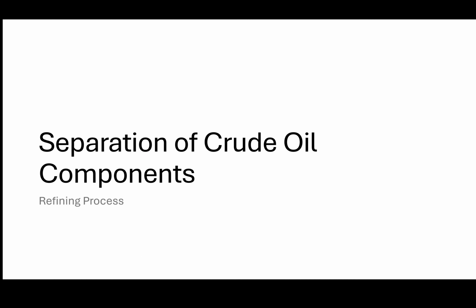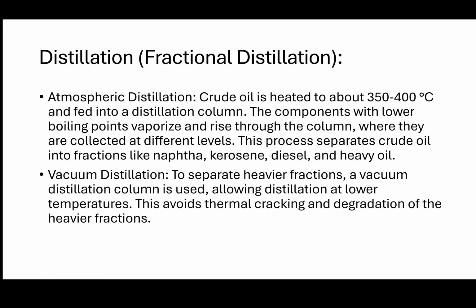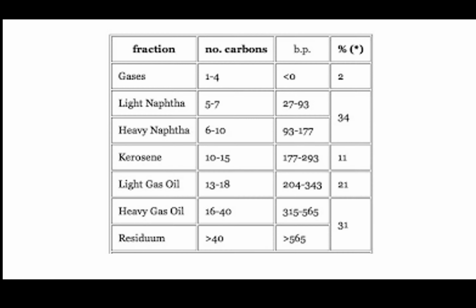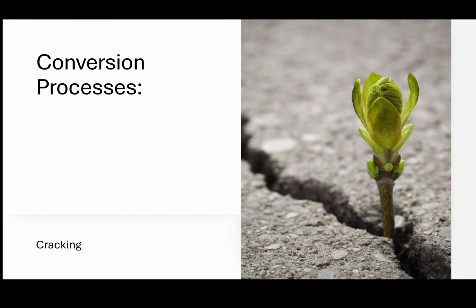But really, fractionating column, fractional distillation, that's the process that we use to separate the crude oil into different fractions. And we know the principle that the lower sections of the column will have bigger molecules that are heavier, have a higher boiling point, and are less volatile, while at the top we have smaller molecules that are more volatile, ignite easily, and have low boiling points. You need to know those differences. It's not an ask or an if or a but.